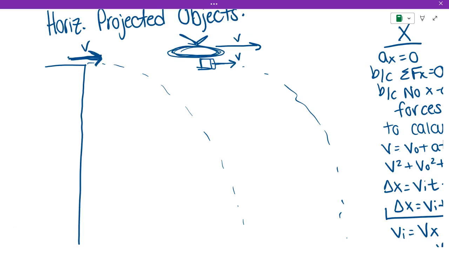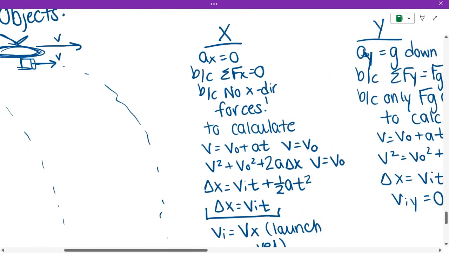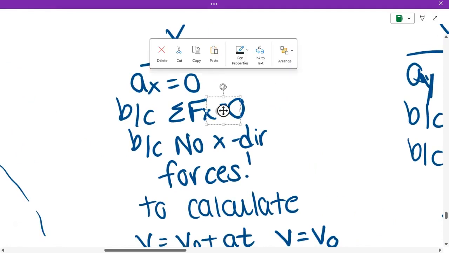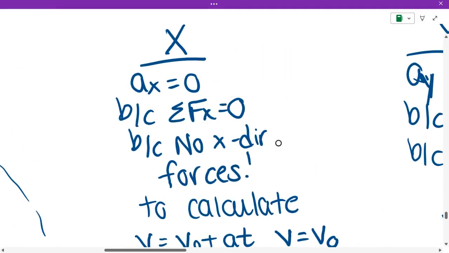Okay, so the important part with projectile motion is separating out the x and y direction like we've been doing with forces, like we've been doing with motions, etc. So in the x direction, we have no acceleration. And the reason why is because we have no net force in the x direction. Why? Because there's no forces in the x direction. If I was to draw a free body diagram for an object that's horizontally projected, it would just look like this, just the force of gravity, because we're ignoring air resistance.